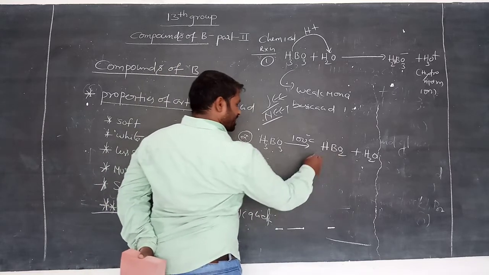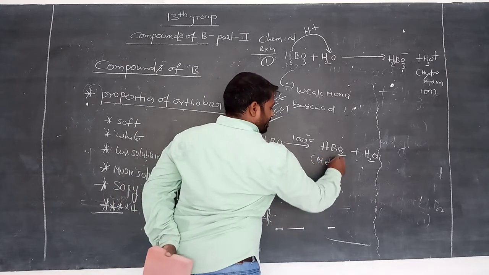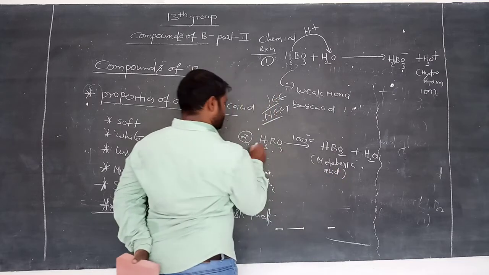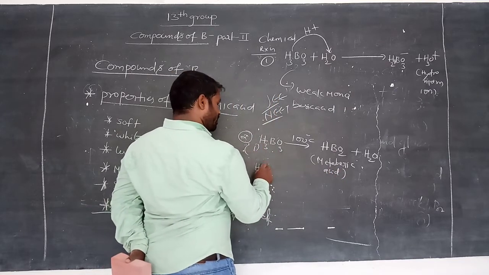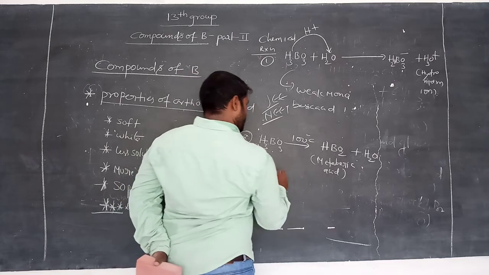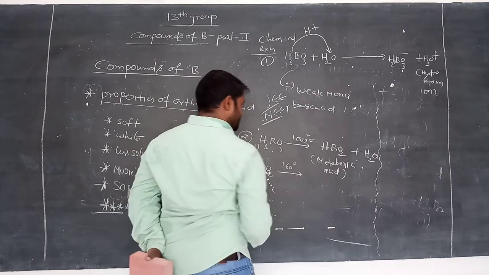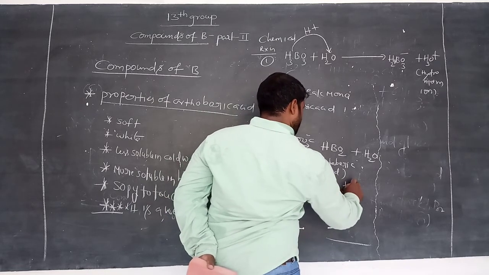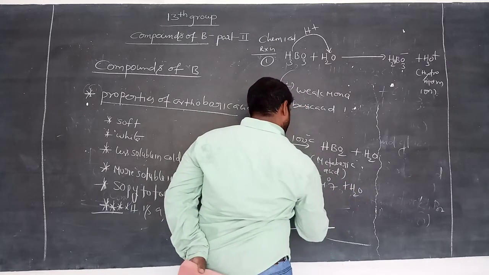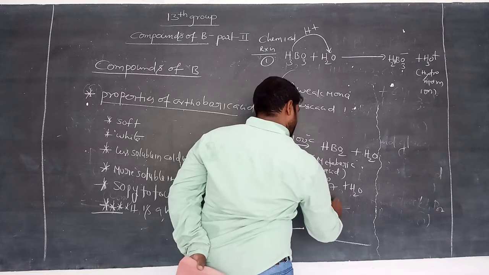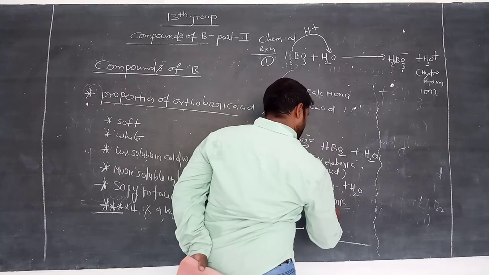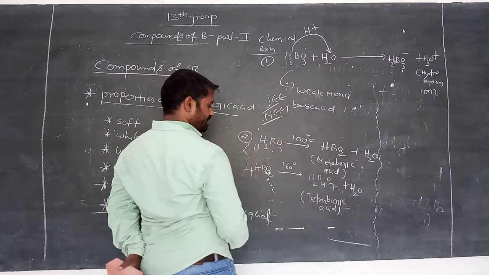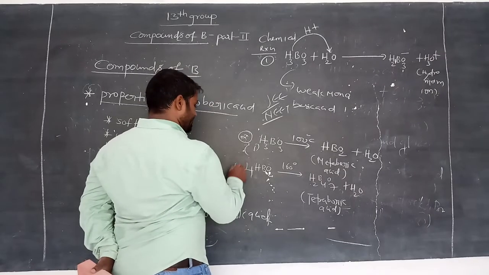And this metaboric acid, this is the first one, that forms metaboric acid. Heated at 160 degrees Celsius, it gives tetraboric acid. Tetraboric acid. Keep 4 here. Okay, tetraboric acid. This is the second step here.